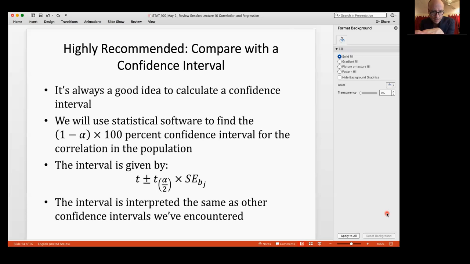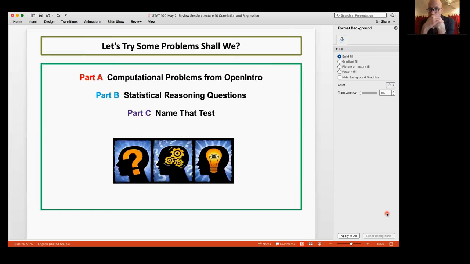We talk about the interval, which is given essentially by the t-test plus or minus the standard error, and the interval is interpreted the same as other confidence intervals we've encountered. We can talk about some problems.